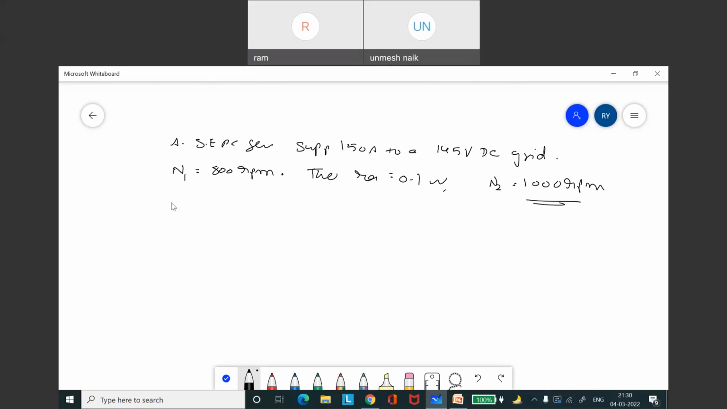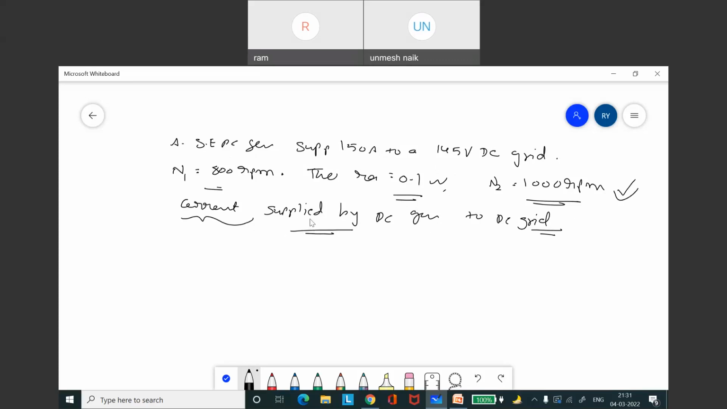They're asking us to find out the current supplied by the DC generator to the DC grid. So a separately excited DC generator is supplying initially 150 amperes to a 145 volt DC grid. At that time, the machine is running at 800 RPM and armature resistance is 0.1 ohm. Now, machine speed is increased to 1000 RPM. So they're asking us to find out the current supplied by the DC generator to the DC grid in this case.